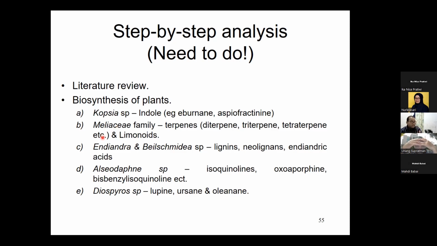From Meliaceae species, which I think Prof. Unang is doing now, it is terpenes. They have a lot of triterpenes, terpenes, tetraterpenes, and etc., including the derivatizations of terpenes, which are limonoids. And if you are working on this plant, normally it is lignans, neolignans, and then the acids, which we are doing now. For Daphne species, isoquinoline, bisbenzylisoquinoline, and etc. And for Diospyros species, which I think Pak Pinus is doing now, usually we can find lupane, ursane, or oleanane skeletons, which is very nice, but quite complicated to read.